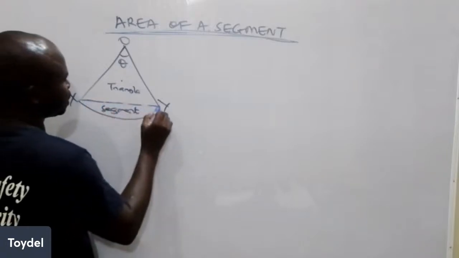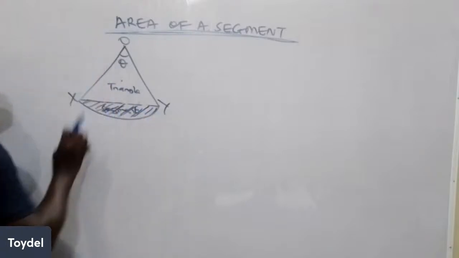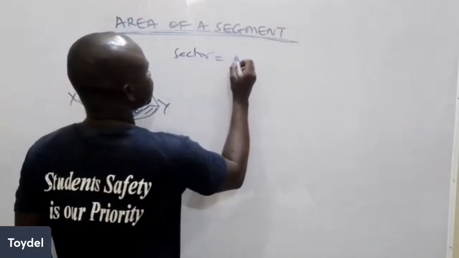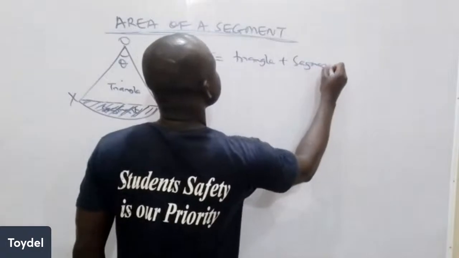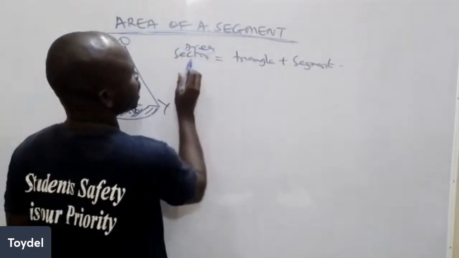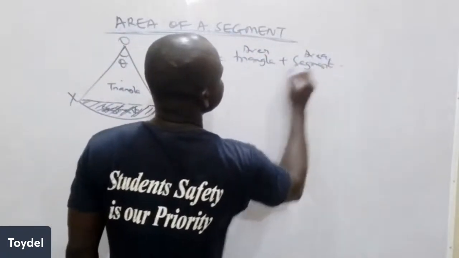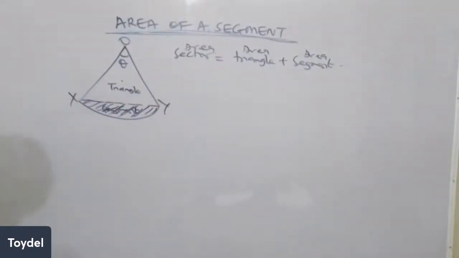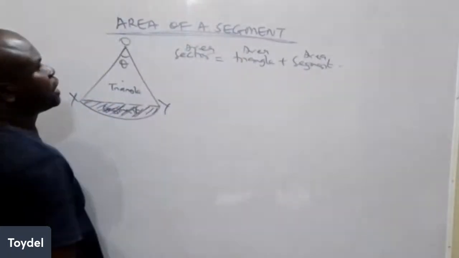So from here, let me just shade this place. This shaded portion here is called a segment, and the remaining part of the sector is called a triangle. So in a sector, we have a triangle plus a segment. Okay. So if you know the area of a sector, we know the area of a triangle and the area of a segment. Of course, we can manipulate our ways and get the formula for the area of a segment. So if this is the area of a sector, this the area of a triangle, and this the area of a segment, how do we get the formula to find the area of a segment?